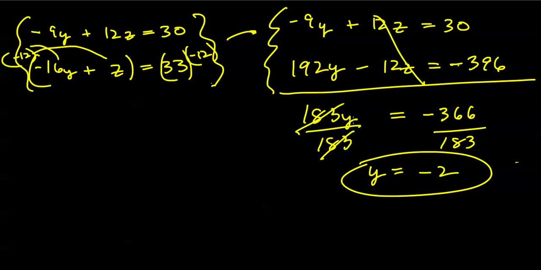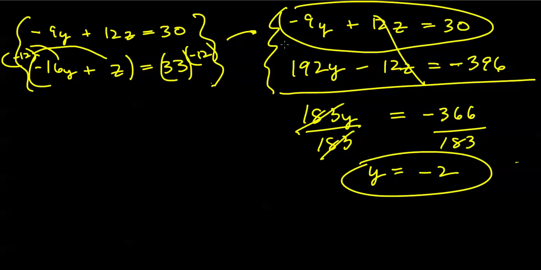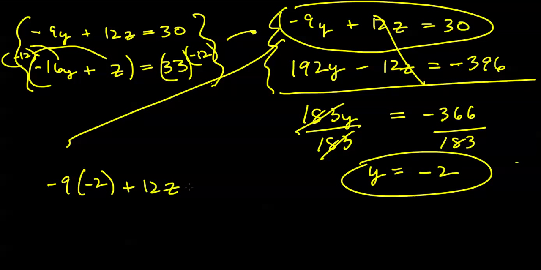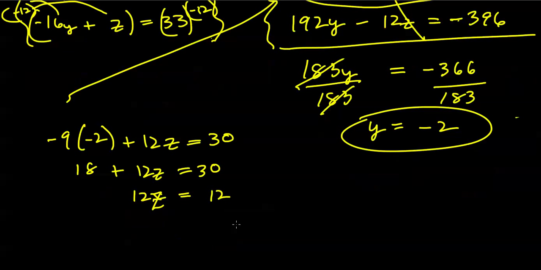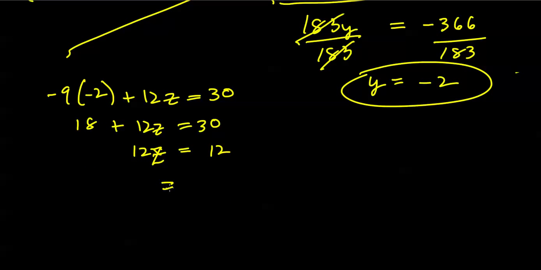Alright, if y equals negative 2, I'm going to use that y value to solve for z here. I'm going to plug in minus 9 times y equals minus 2 plus 12z equals 30 to finish solving the 2 by 2. 18 plus 12z equals 30. So if I subtract 18 from both sides, 12z equals 12, which of course means z equals 1. So I've got solutions for y and z.